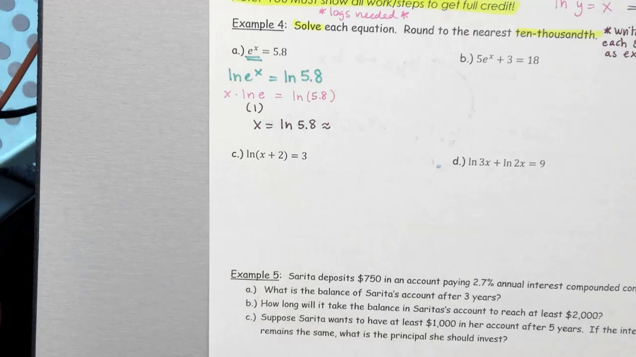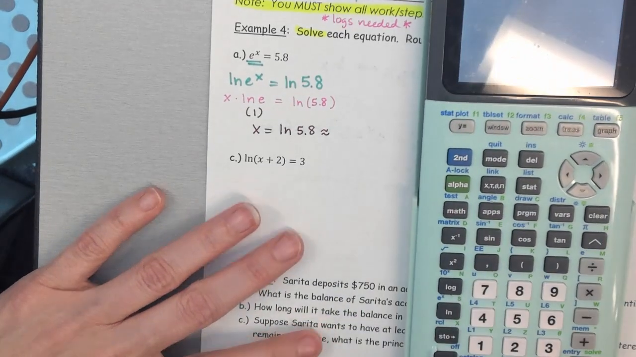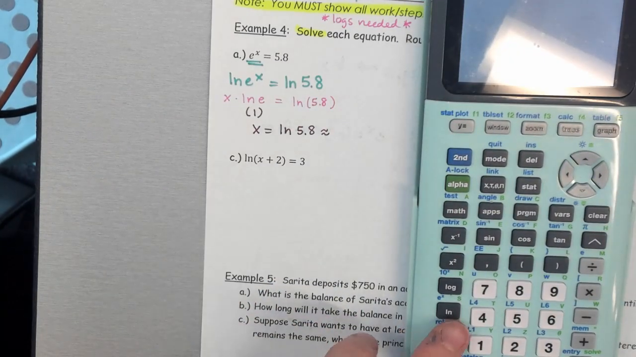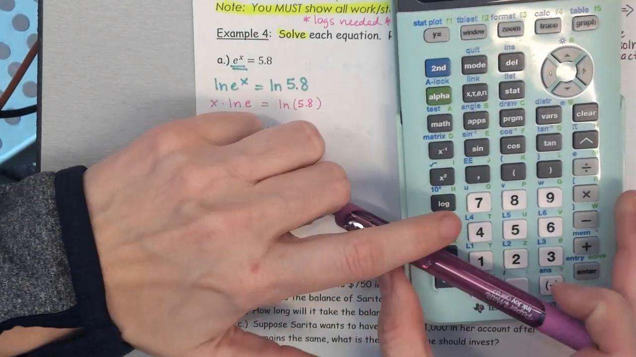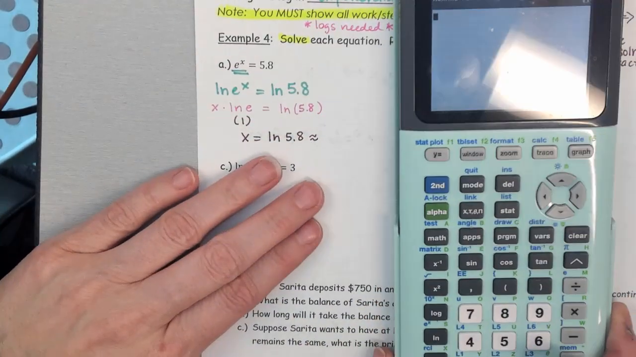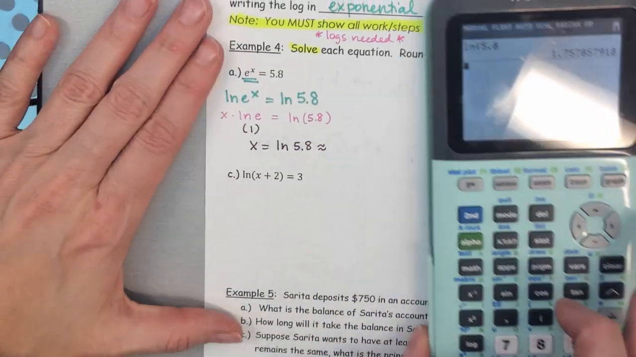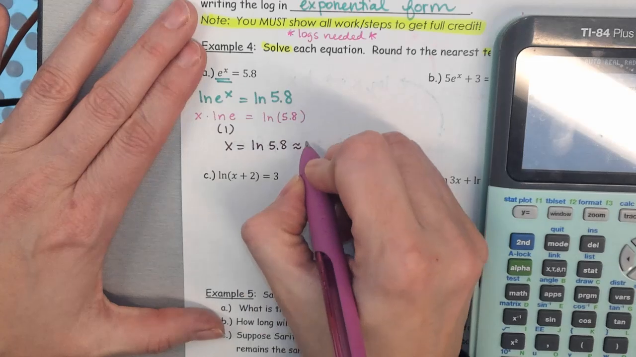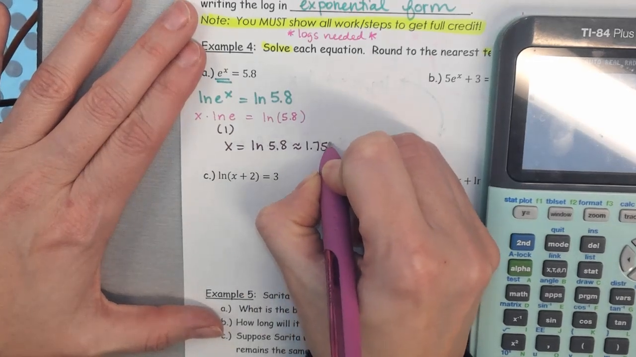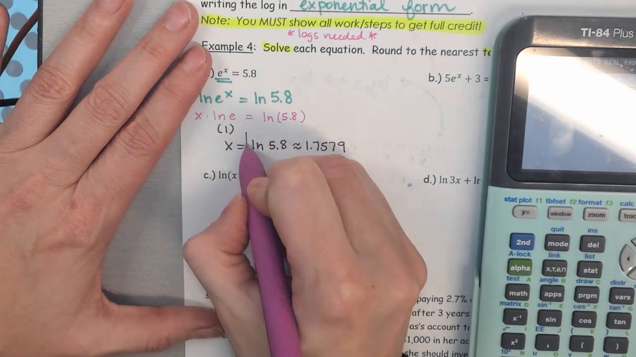And then we're going to round it to the nearest 10,000. So the natural log button is right underneath the log here on your calculator. So we're going to do the natural log of 5.8. So 1.7579 is what you would have rounded.